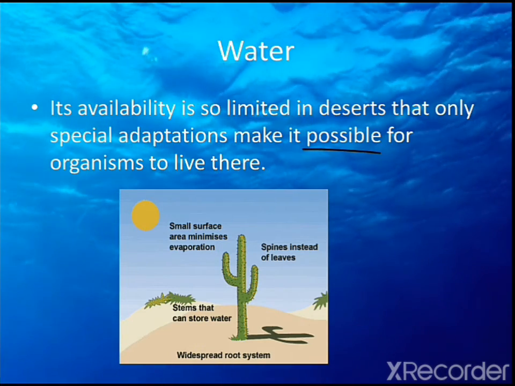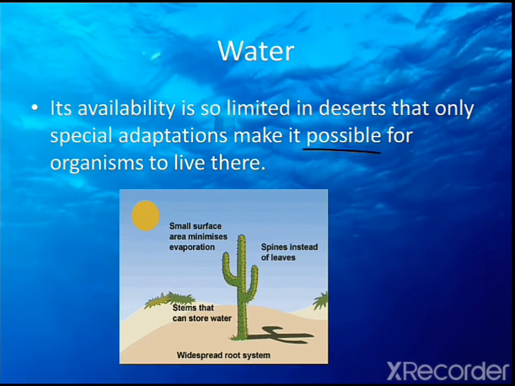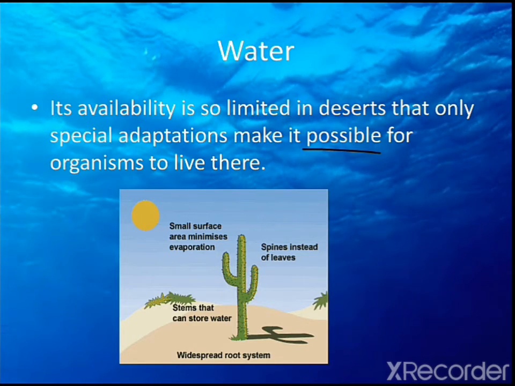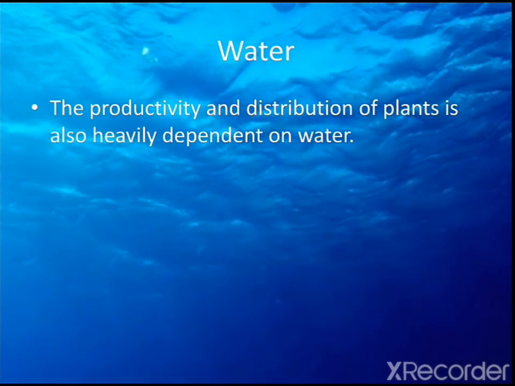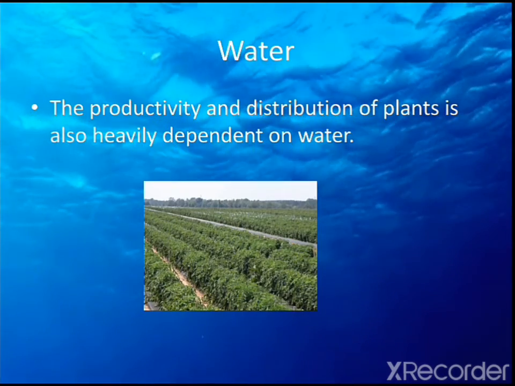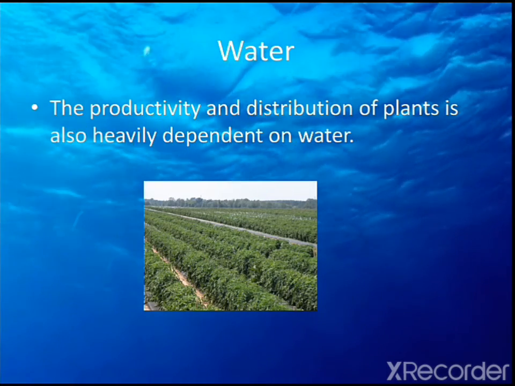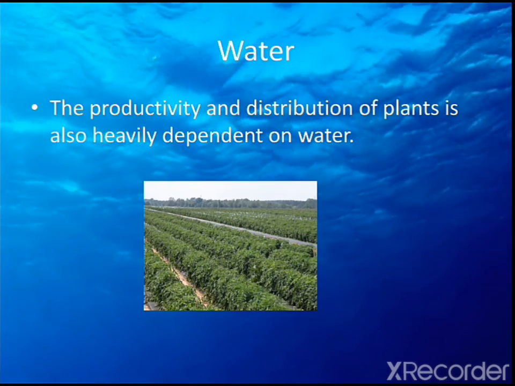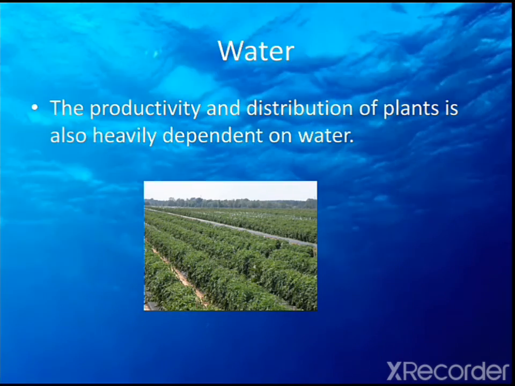Similarly, the surface area is reduced so that evaporation is reduced. Similarly, the stems, they can store water, and also the root system is widespread so that maximum water can be collected. So all these are different modifications to thrive under the unfavorable conditions as well. And of course, the productivity and distribution of plants, every plant on earth is dependent only and only on water. And especially in the case of bryophytes and pteridophytes, we have seen in the chapter of plant kingdom that water is extremely essential, because without water the reproduction in those organisms is not possible.